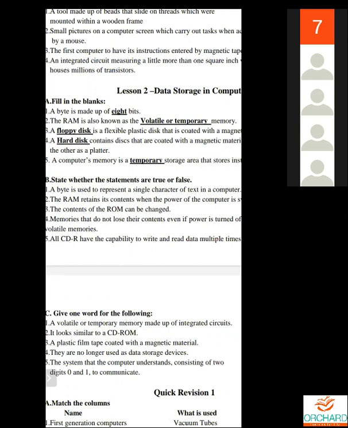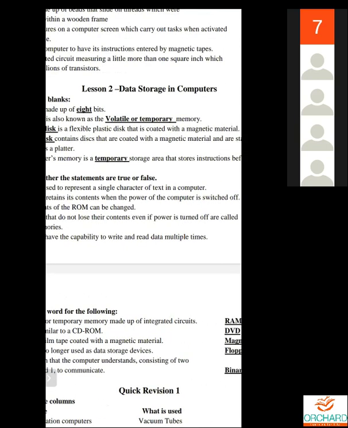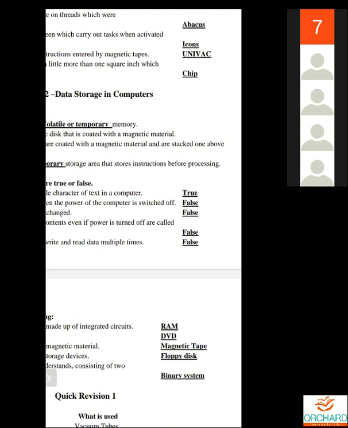So all CDR, compact disc recordable, have the capability to write and read data multiple times. This statement is also false because the compact disc recordable have the capability to write it only once and we can read it multiple times. So the statement is false.